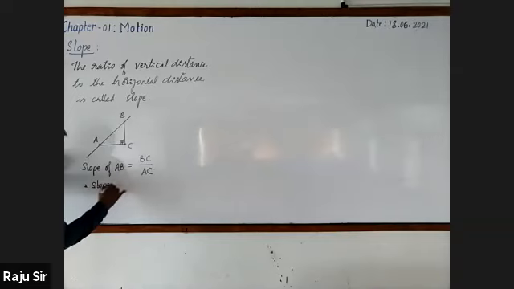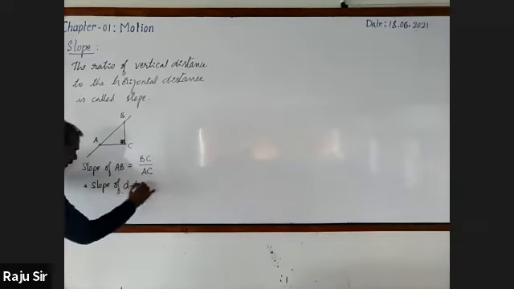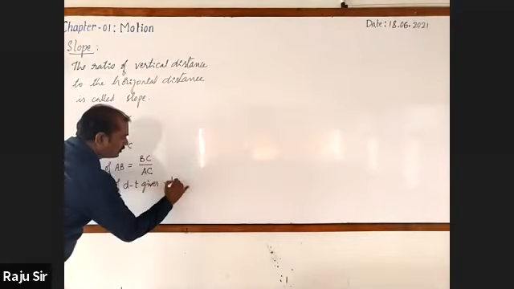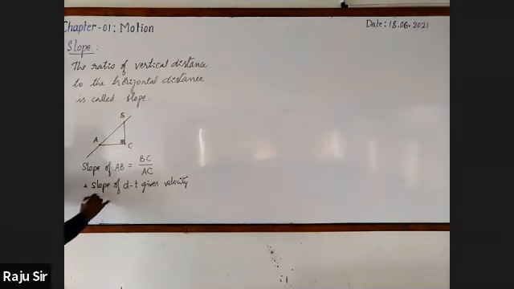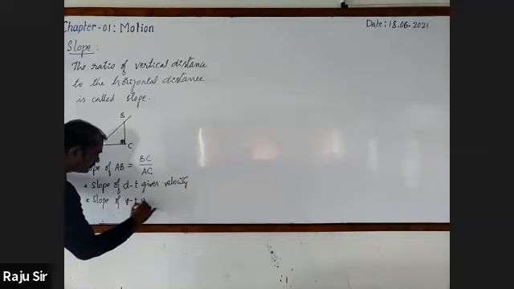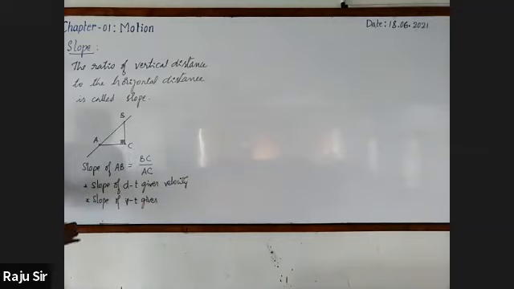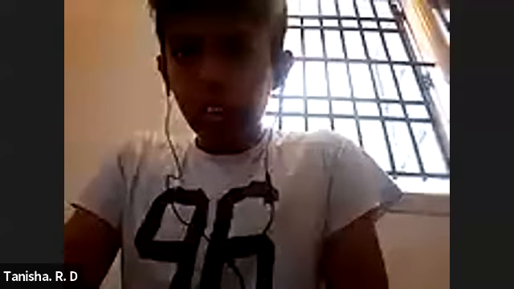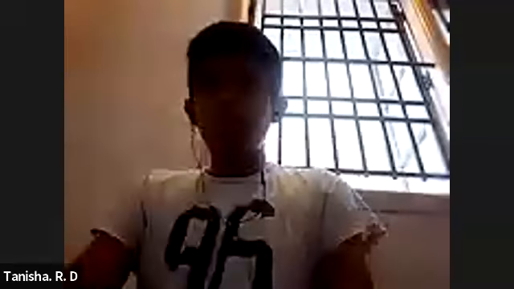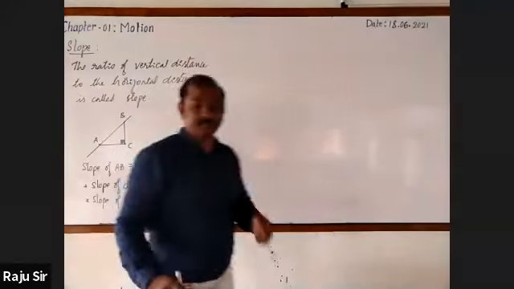First point, slope of dt gives velocity. Next, slope of vt gives acceleration.